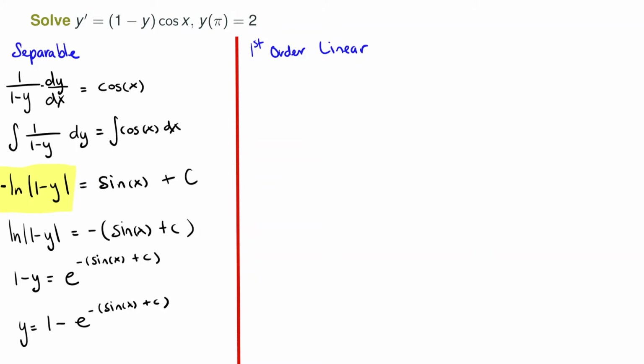Just for practice, let's also attempt this problem by turning it into a clearly written first order linear equation. To do so, as we mentioned at the beginning, we need to distribute this cosine through, and then we want to group our terms where we have our y prime plus some function of x times y equal to some other function of x. So we get y prime equals cosine of x minus cosine of x times y when we distribute.